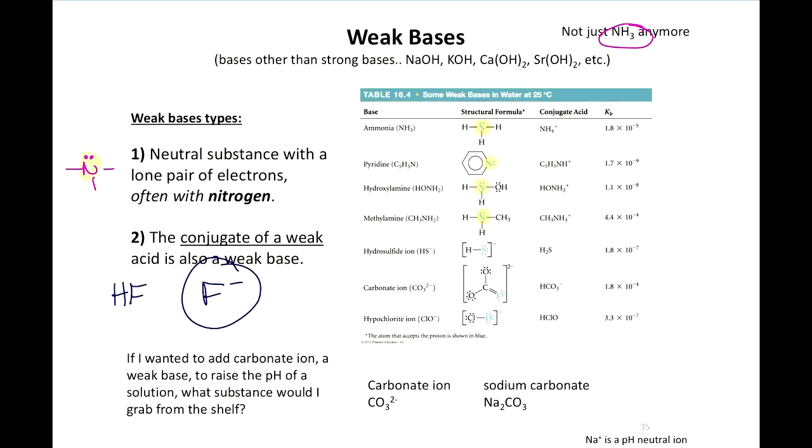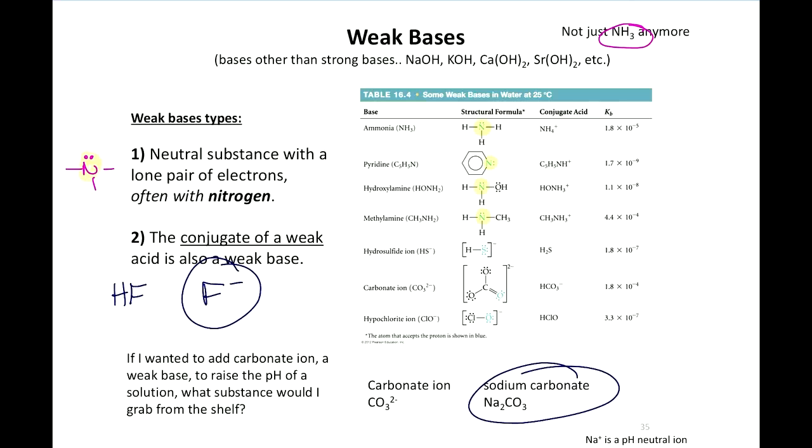It's, again, another layer of complexity. If I wanted carbonate, the base, you're not going to find just carbonate ion. What you'll find on the shelf is actually sodium carbonate. So you have to recognize, oh, there's sodium ions that are pH neutral, and then there's also carbonate ions that are a weak base. And so that's kind of the idea we want to go with for the remainder of this chapter in identifying what are we looking at.